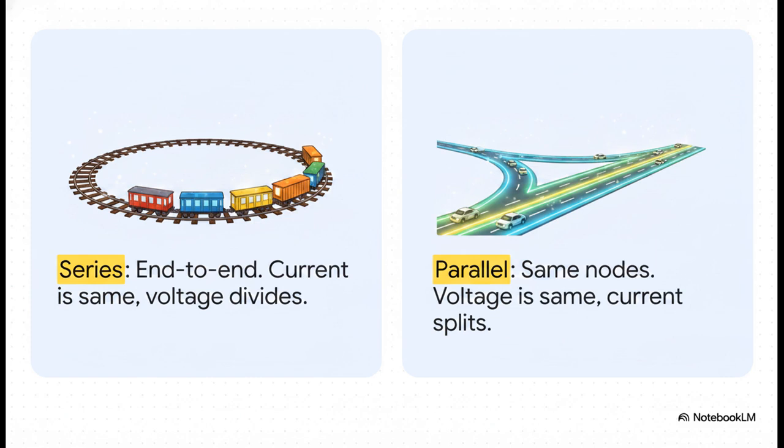In a series circuit, components are connected end to end. There's literally only one path, so the current stays exactly the same throughout, while the voltage divides. But in a parallel circuit, the components connect right across the same nodes. They're sharing the source, meaning the voltage holds steady, but the current actually splits off to take multiple different paths.